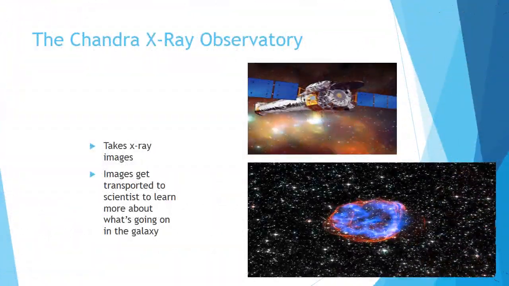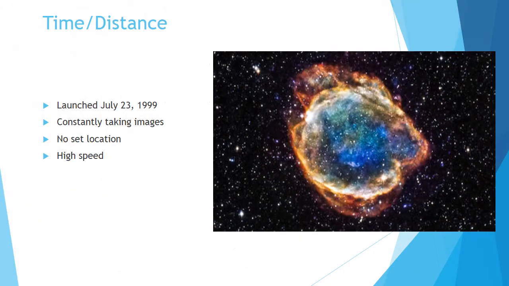And this would be a picture of the Chandra X-Ray Observatory, and this is a picture that the Chandra X-Ray Observatory took. And on this slide, I'm just going to be telling you what the Chandra X-Ray Observatory does. So, this observatory takes X-ray images in space for scientists to learn more about space. And on my next slide, I have time and distance.